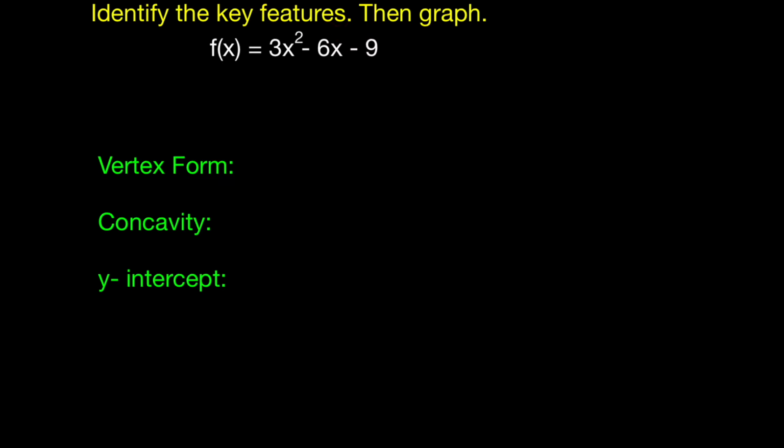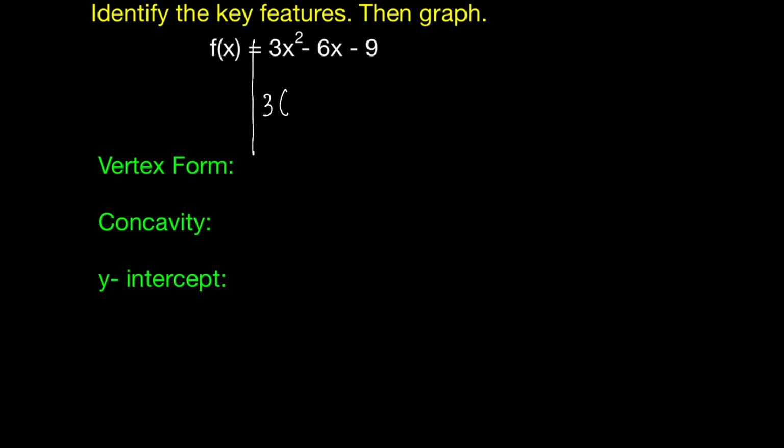Identify the key features and then graph. The first thing that I'm going to do is convert this equation into vertex form by using x squared and x. Here I have a leading coefficient of 3, so I'm going to begin by factoring the 3 out.